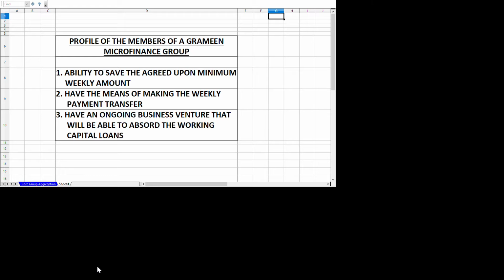And the third quality is that the members should have ongoing business ventures that will be able to absorb the working capital loans. The Grameen Microfinance Methodology offers low-value loans, but frequently throughout the group tenure. So the businesses must be ongoing businesses, not new business startups, businesses that are already there, generating a daily cash flow so that they can absorb these loans and be able to repay them on time with interest. So that is the profile of the members of the group.